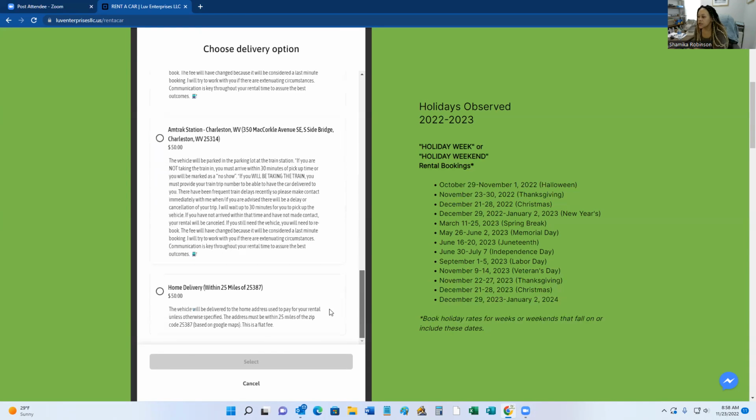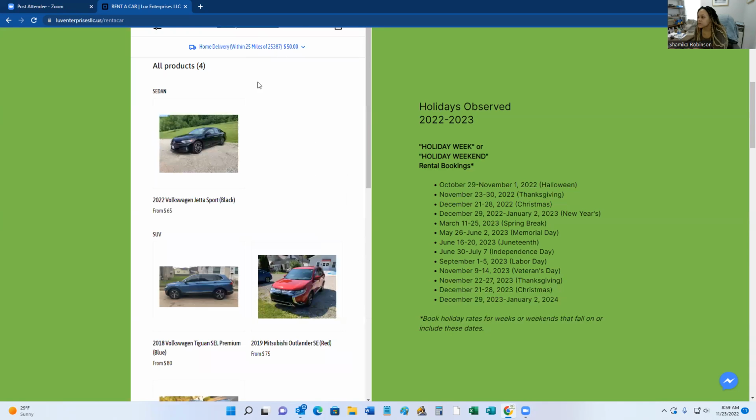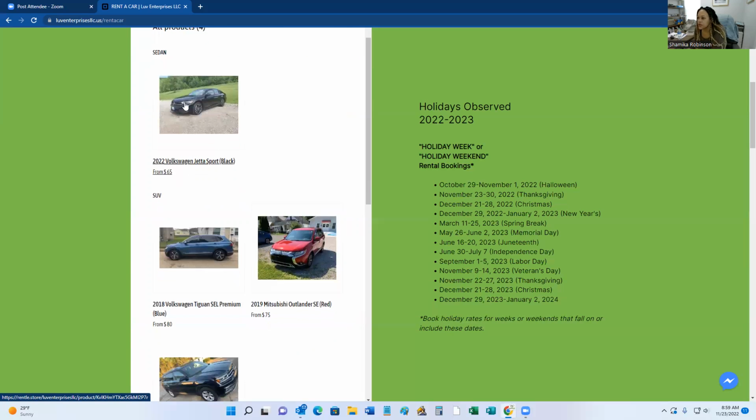Home delivery is when you decide you don't want to take a Lyft to pick up the car, or you don't have a ride and maybe would have to take a Lyft or Uber to get the car. This is within 25 miles of 25387. I'm just going to have this car delivered and picked up from the same place, easy peasy. I don't have to figure out how to get to where I'm trying to go. So we're just going to click that. I'm not going to have to Uber over there. I'm just going to have the car delivered directly to me.